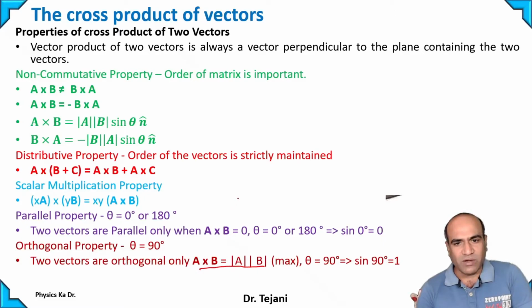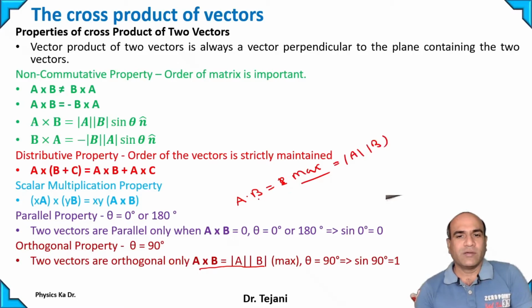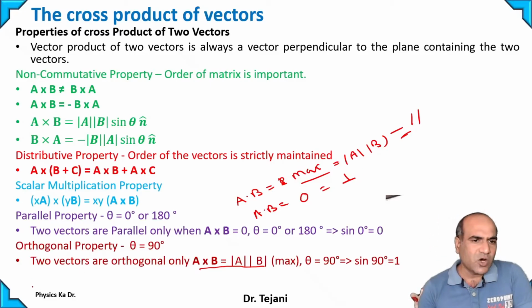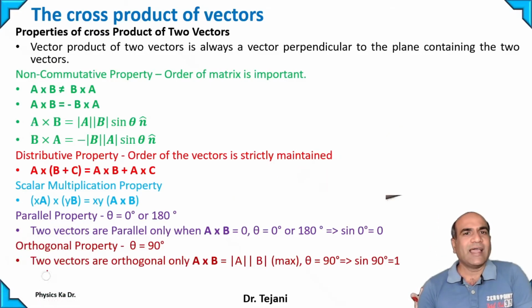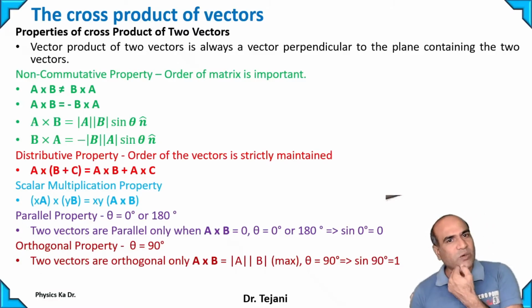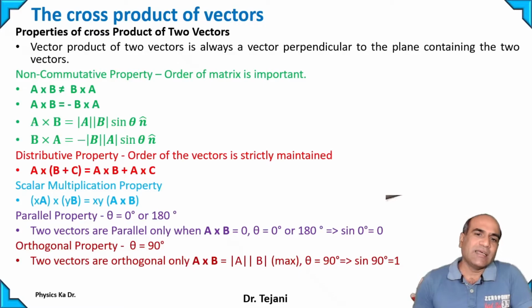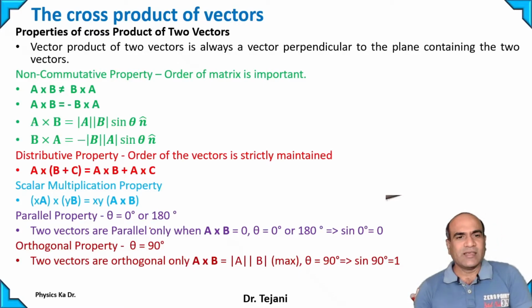If you remember, for parallel vectors A dot B was maximum, meaning mod A mod B, when both are parallel, and A dot B is equal to zero when both are perpendicular. So you can see here there is an exactly opposite property. When we talk about the dot product, we get exactly the opposite property. See, these properties are very important to solve various questions.